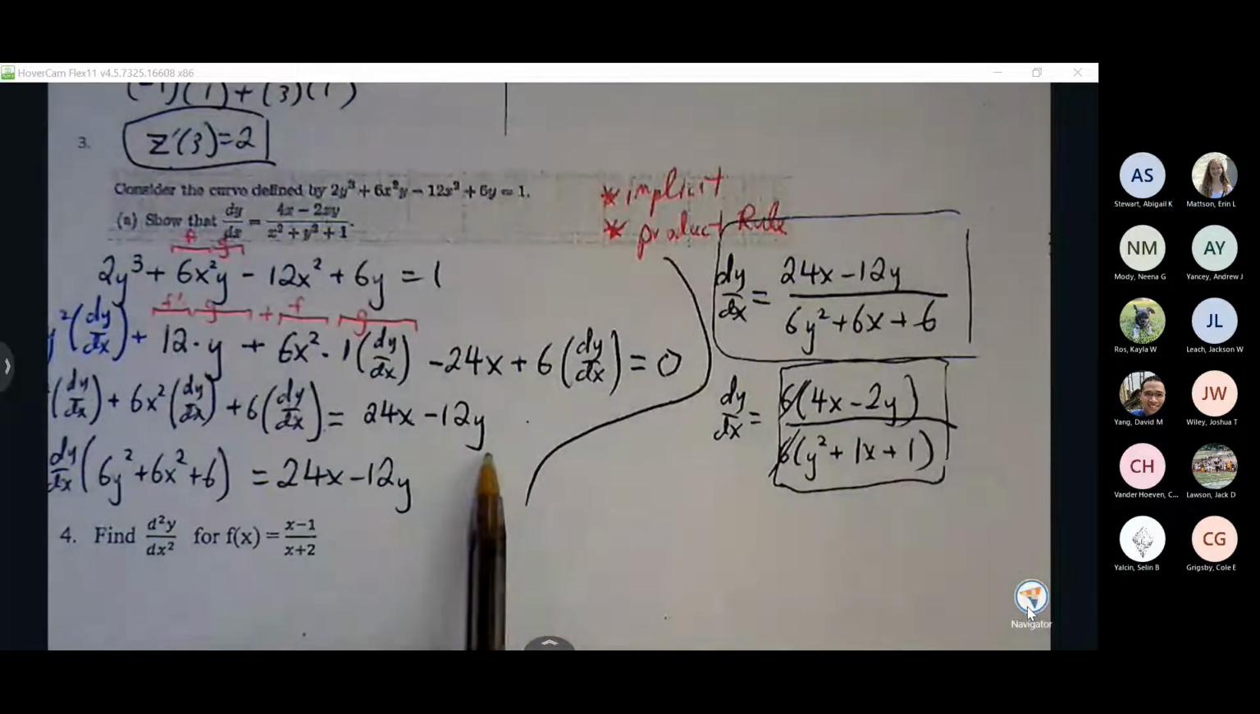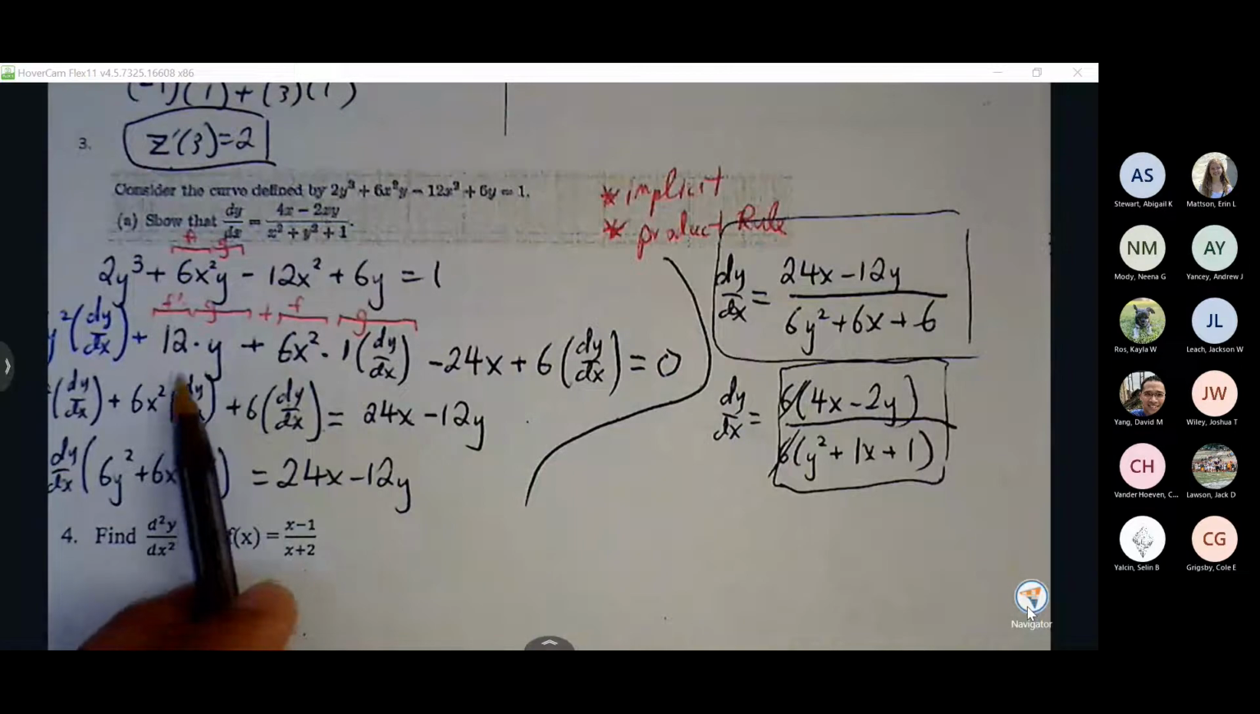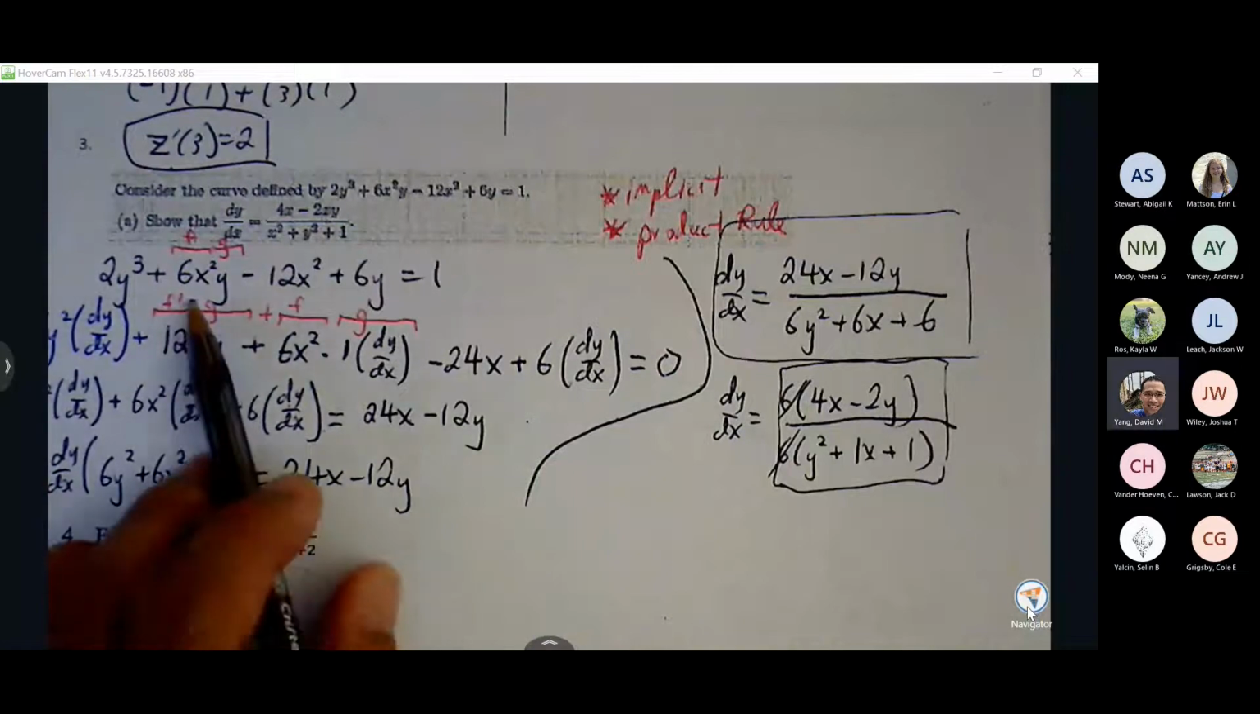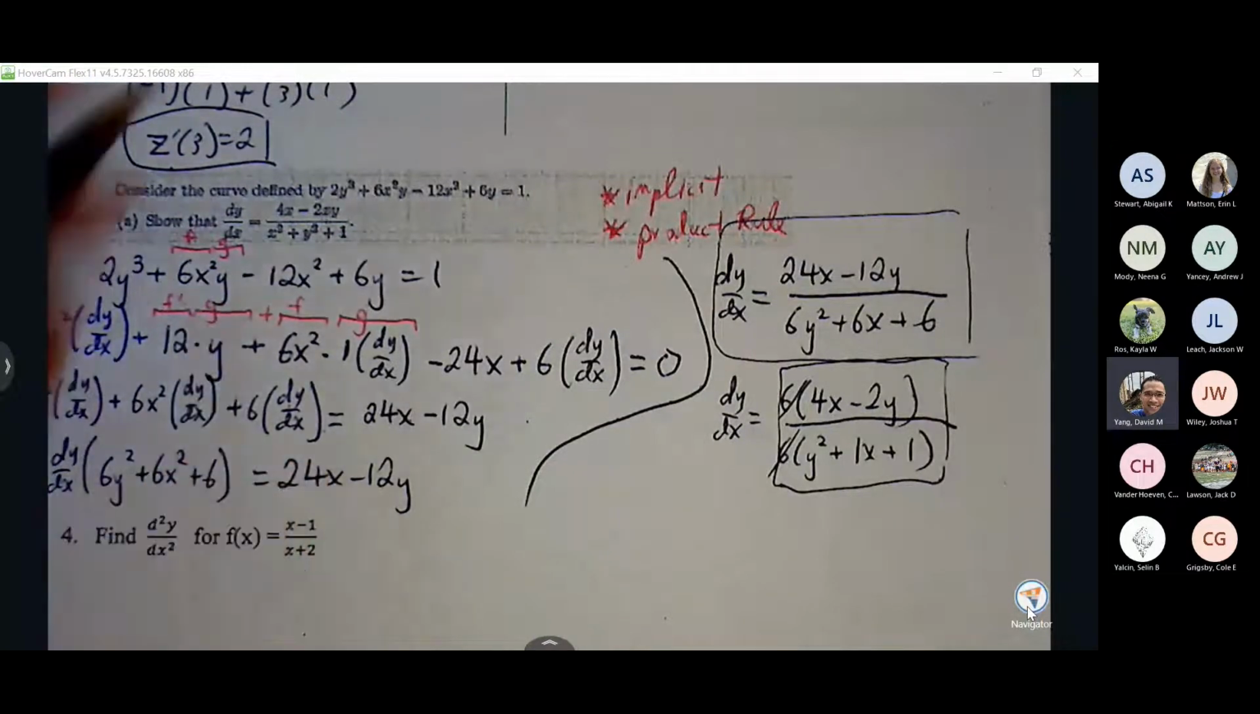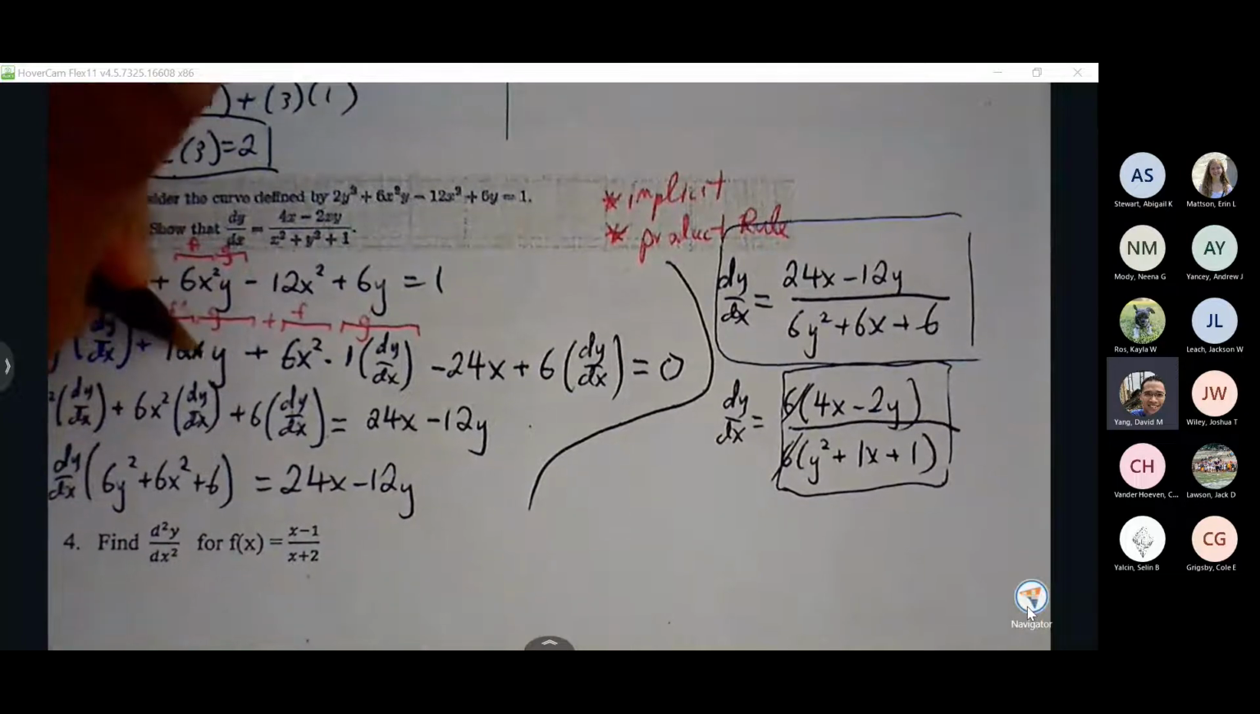Oops. My bad, over here, I messed up. The derivative of 6x squared should be 12x. I lost that x there.